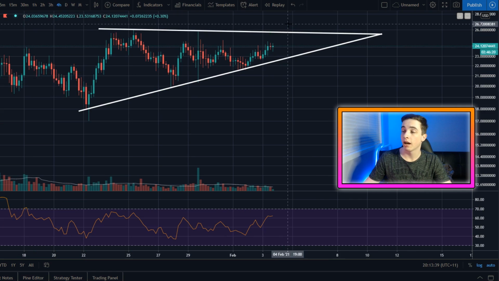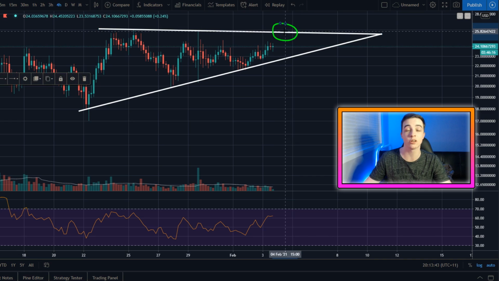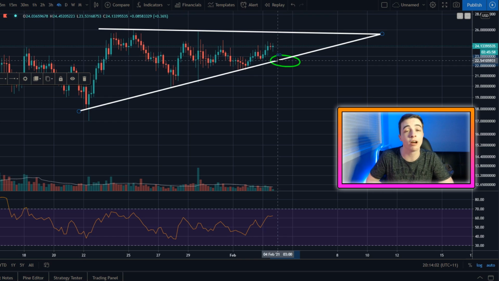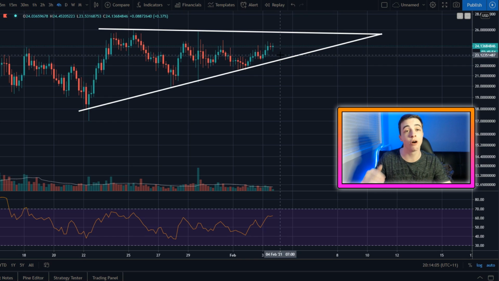The level of resistance for Chainlink is coming in at around $26 at the all-time high. That's the top of this ascending triangle pattern. And the level to the downside to watch out for is coming in at around $22.50. That's the bottom of this ascending triangle pattern right now. Chainlink has to hold above $22 in order for it to remain bullish.